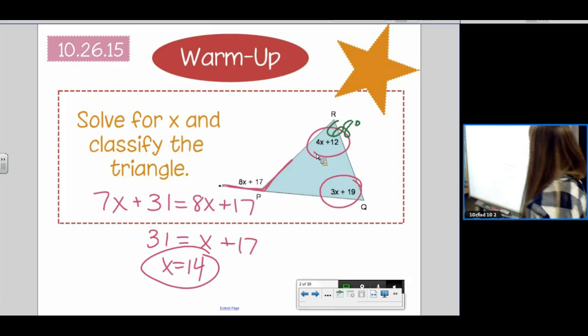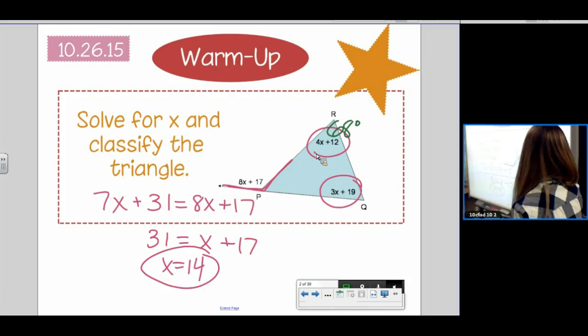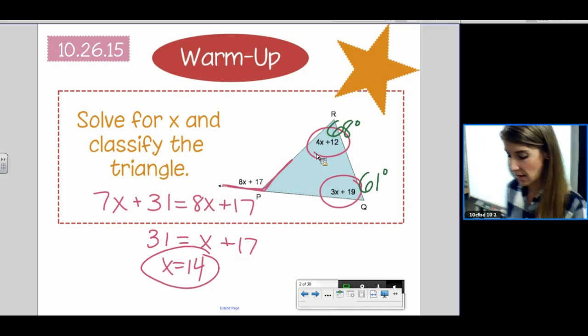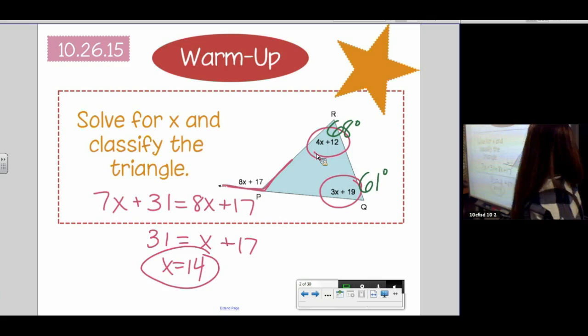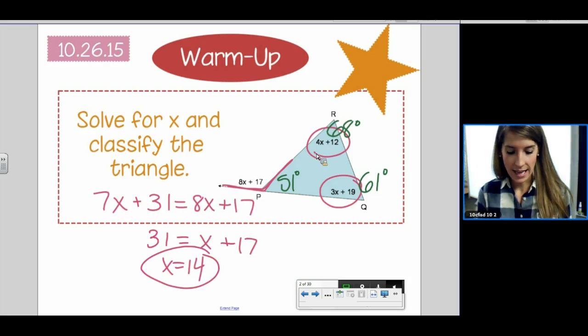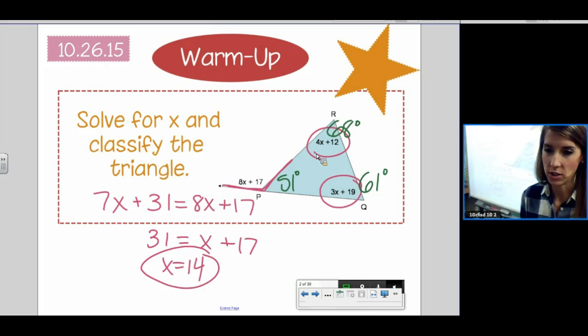68, so that's an acute angle. Let's keep going. 3 times 14 plus 19. Oh, 61. And then we can use the triangle sum theorem to find the missing angle. We can add those up and subtract from 180. And we would classify this as an acute triangle because all angle measures are less than 90.